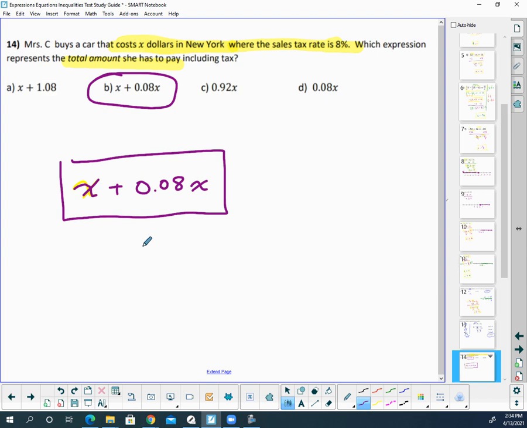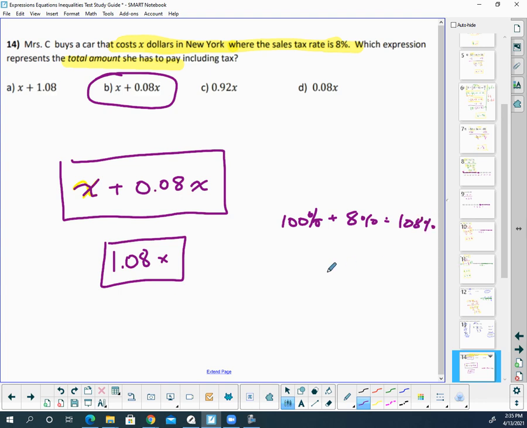By the way, another answer that would have worked, this is 1x, this is 0.08x. Together, you would add them up, they'd get 1.08x. That's another way of thinking about it. Or if you pay 8% tax, you have to pay 100% plus 8% tax, which is 108%, which is equal to 1.08x.